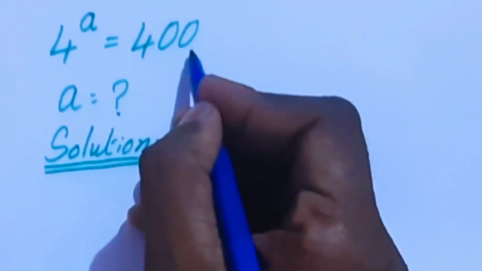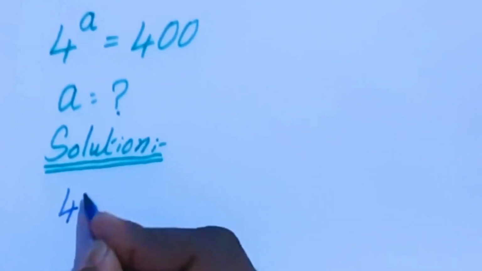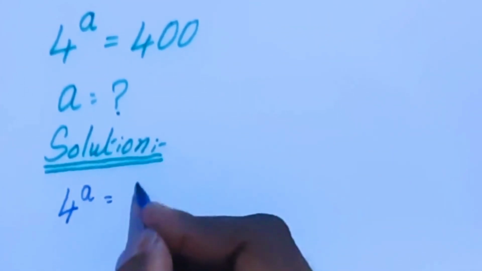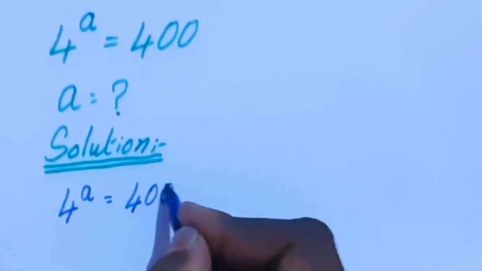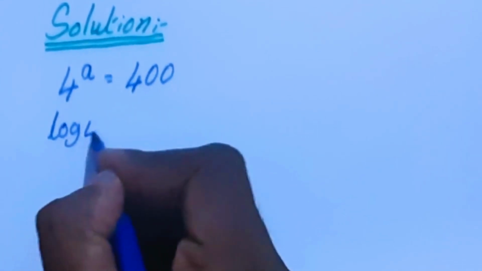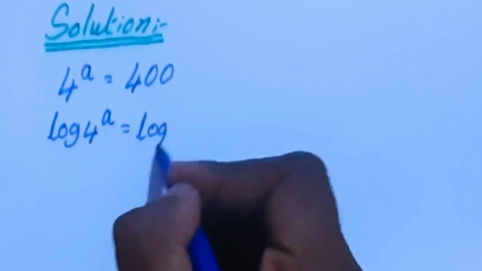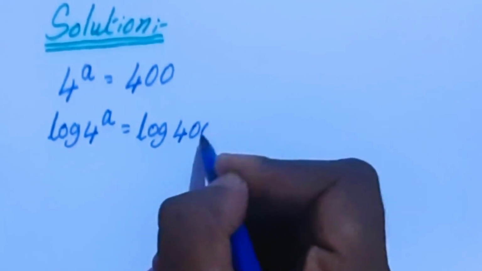Today we are going to solve this problem to find a value. Solution: 4 power a equal to 400. Now take a log on both sides. So log 4 power a equal to log 400.